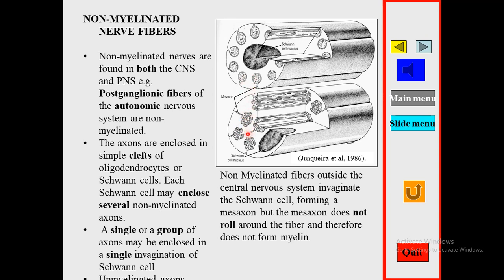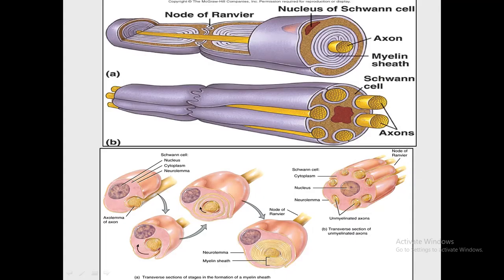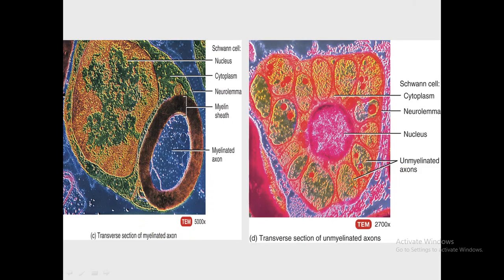حكينا example of those. It is the post ganglionic fibers of the autonomic nervous system. Again, myelinated and non-myelinated fiber. This is the myelinated fiber, and this is the non-myelinated fiber. Still in both we have the Schwann cell.